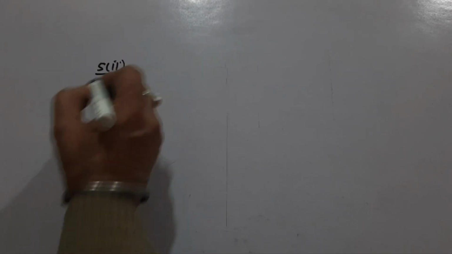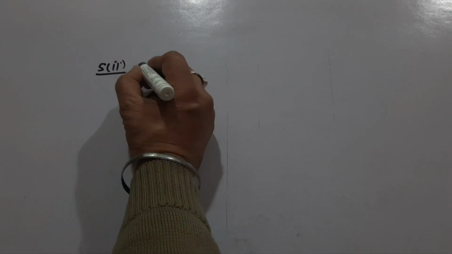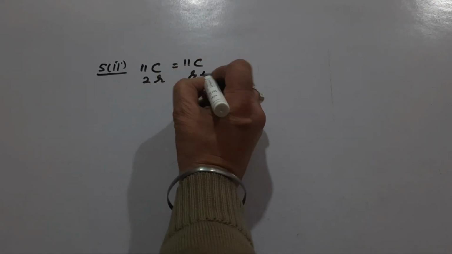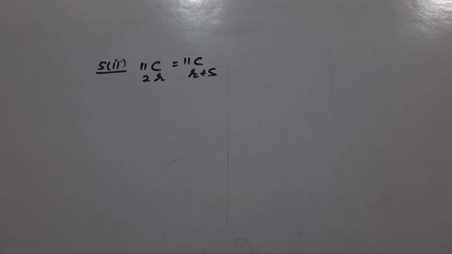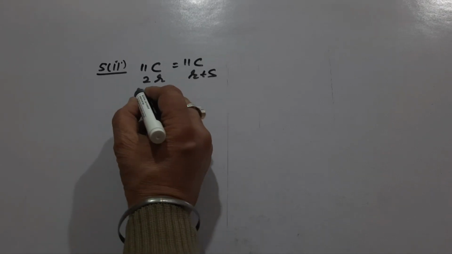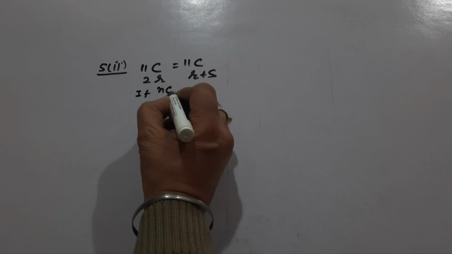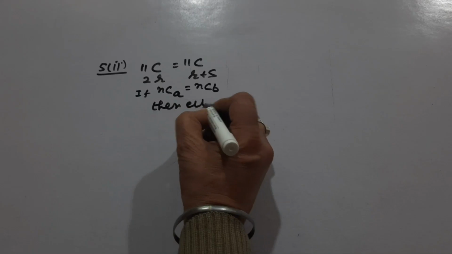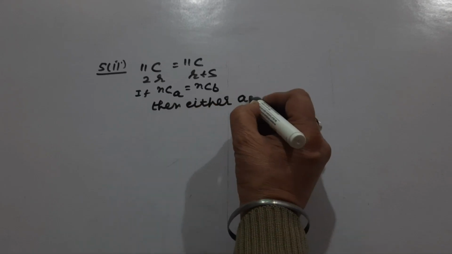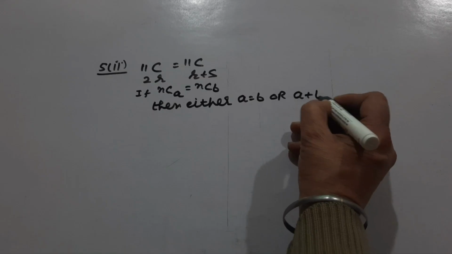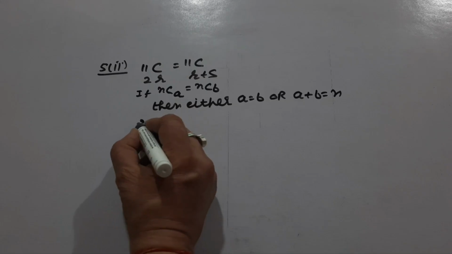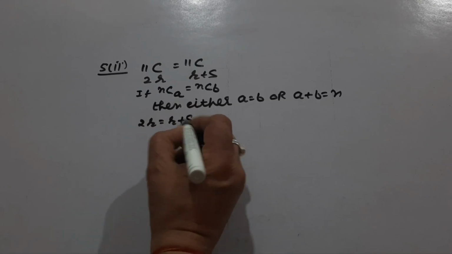Now fifth question, second part. Question is now 11C2r equals 11C(r plus 5). Now students, I told you the formula that if nCa is equal to nCb, then we have either a equal to b or a plus b equal to n. Now students, we shall use this formula over here. So here we can write 2r equals r plus 5. This is a and this is b.